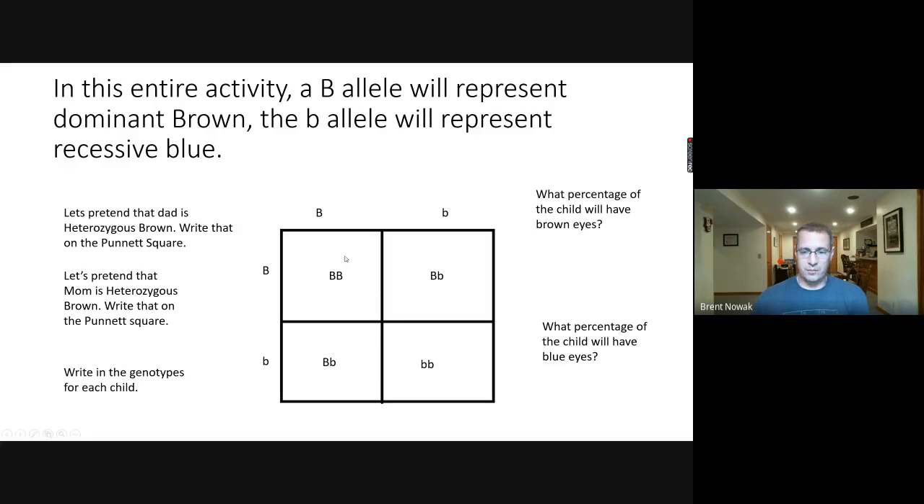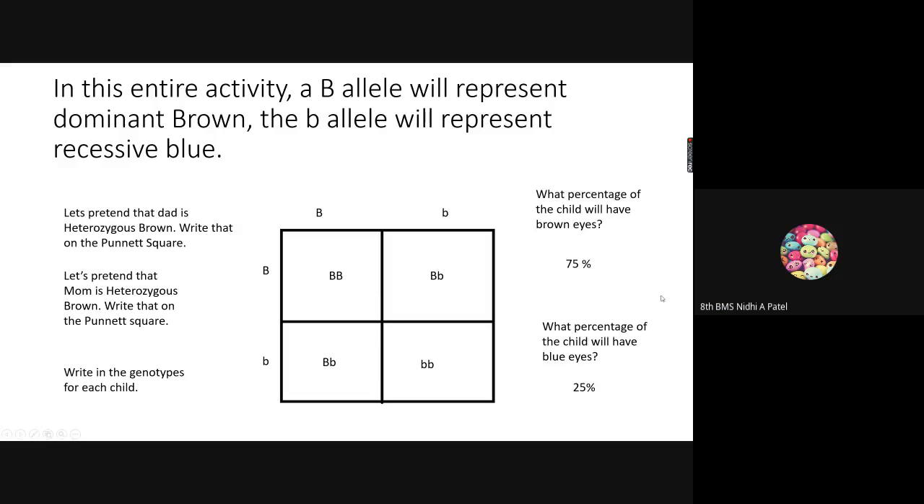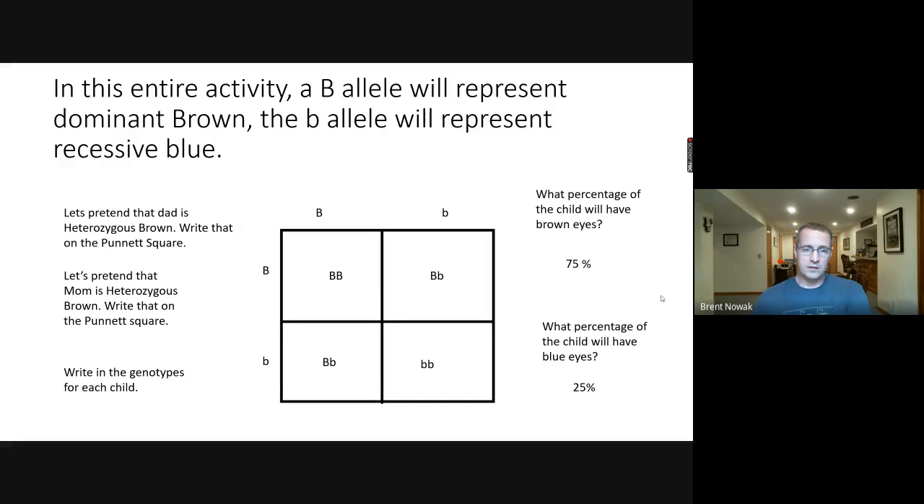75. So this child would have brown eyes because it has the capital B dominant. This would have brown eyes, capital B dominant. This one would have brown eyes, capital B dominant. And this one would be blue. So what is our percentage? 75, 25. Okay, good. Questions?